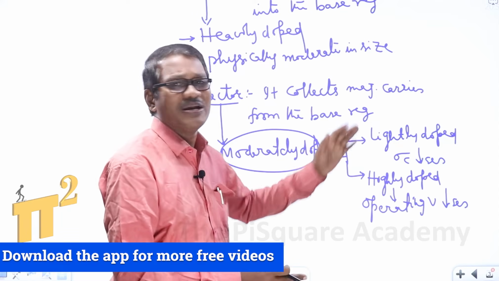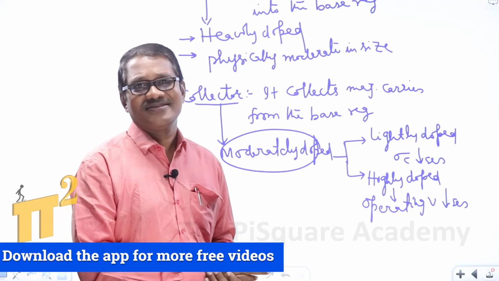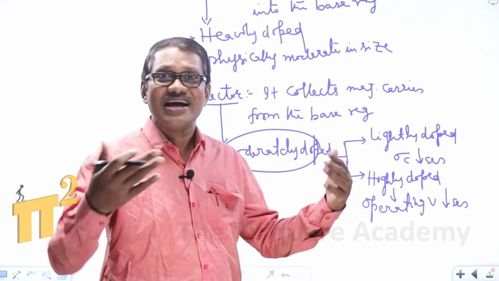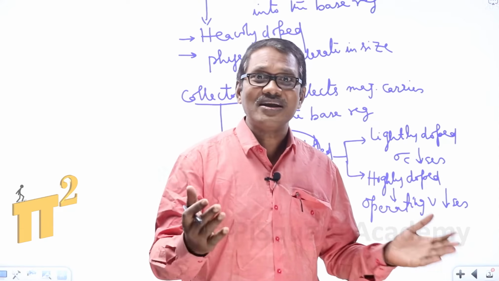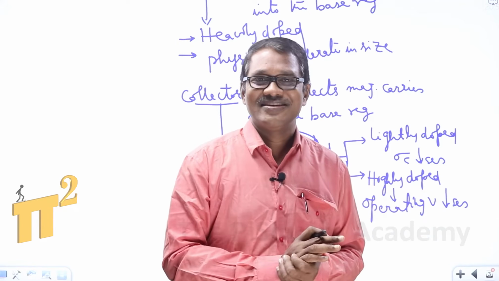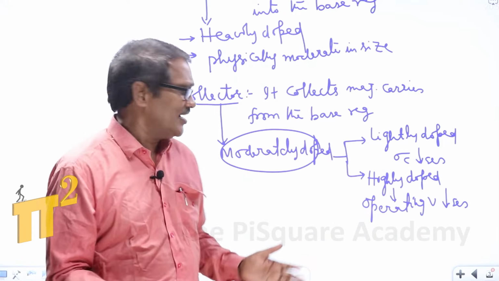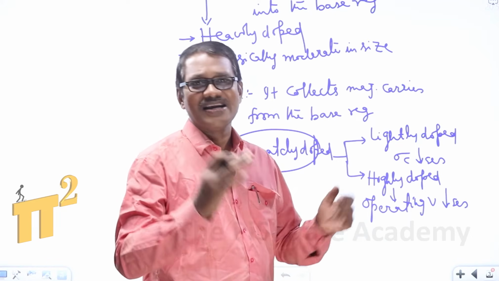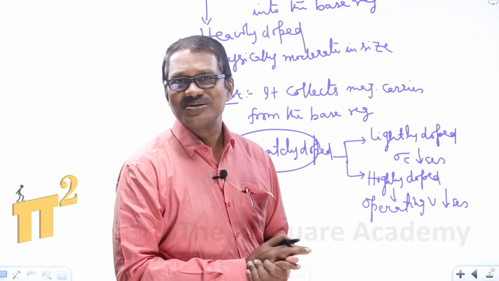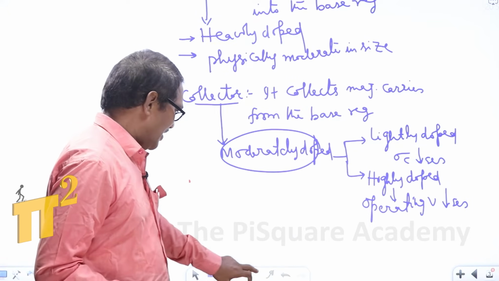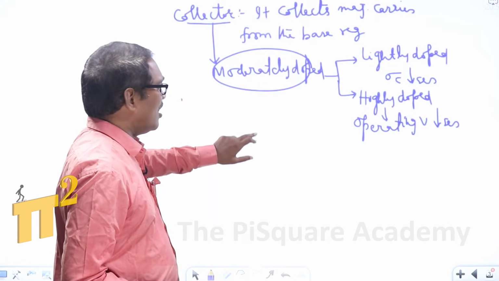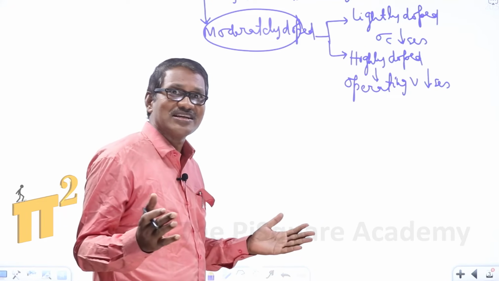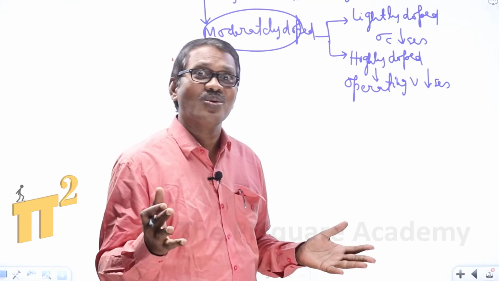The current conduction capability of the collector becomes less. Have you understood this? On the other hand, if it is heavily doped, then the operating voltage of the transistor decreases. To have reasonable conductivity and reasonable operating voltage, it must always be moderately doped. Have you understood this, right? And the next one is, it must be made physically large. Why must it be made physically large? To dissipate more heat.